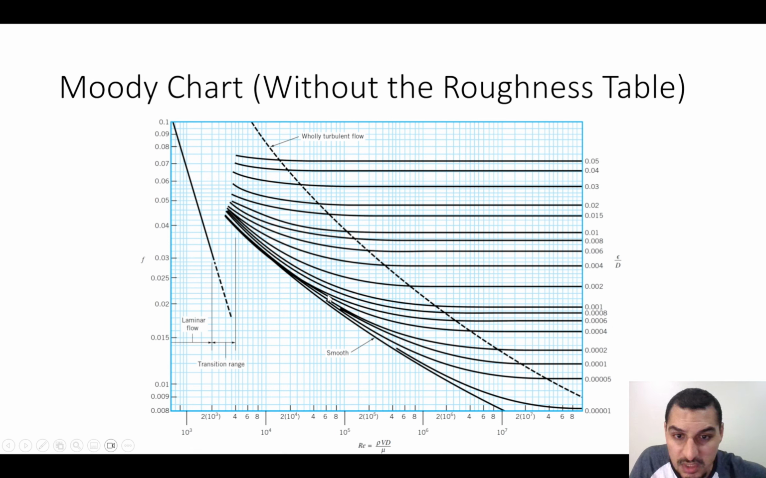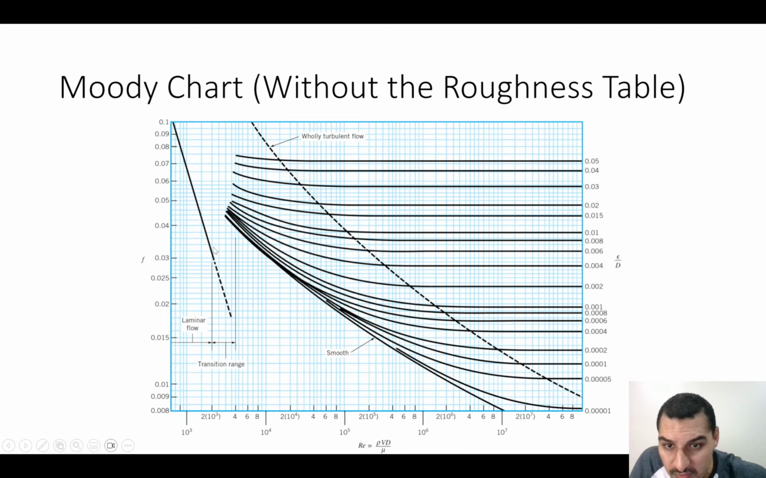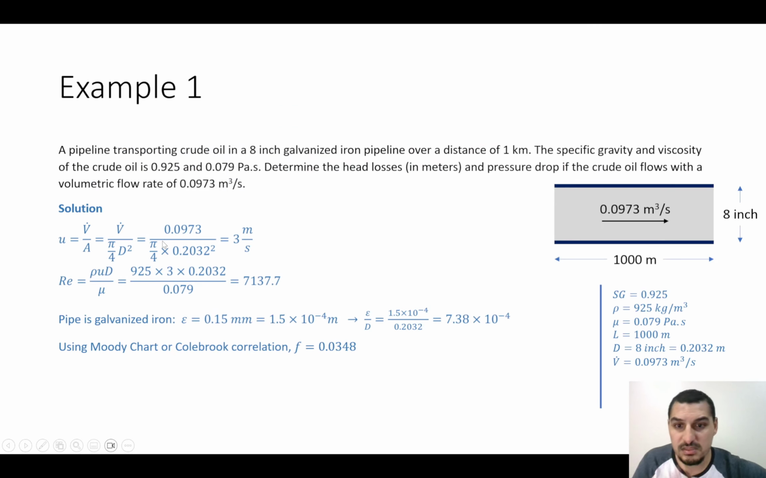So if you go here, it's going to be somewhere around here, and you see the lines are getting very close to each other. I think it's going to be somewhere here. So I would say it's going to be 0.035. It should be this point here. So it's 0.035, and what we got here is 0.0348. So it's the same thing. Okay. So this is the friction factor.